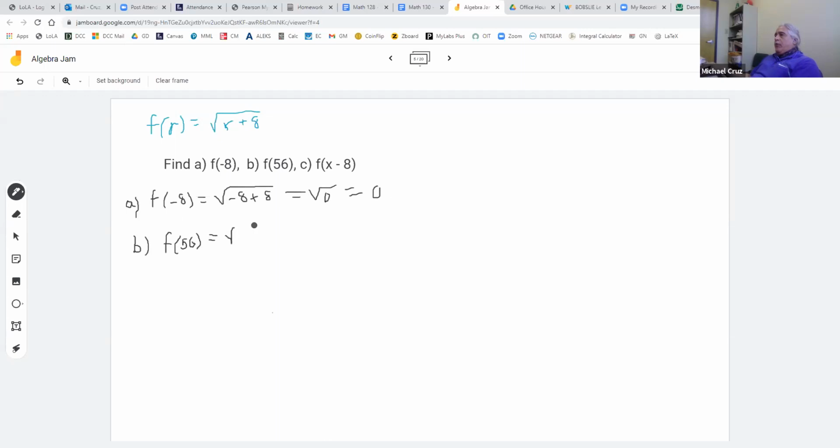I'm hoping this is going to be a perfect square. If not, we'll just have to leave it. Well, yeah, this is going to be the square root of 64. And the square root of 64 is 8, right? Okay, question so far? All right, so now this next one, again, it's just functional notation. It means put that in place of r.